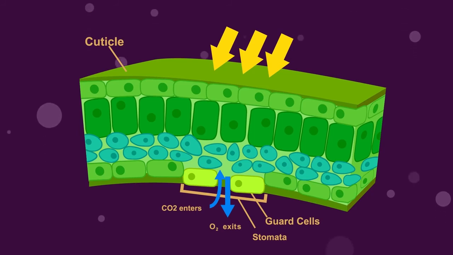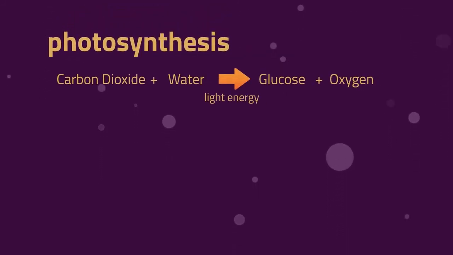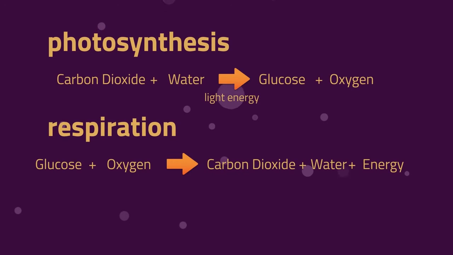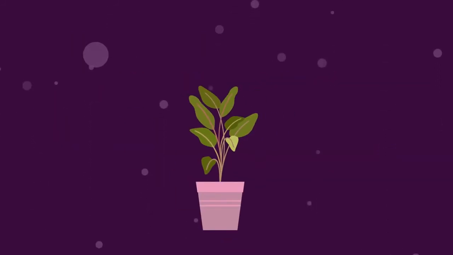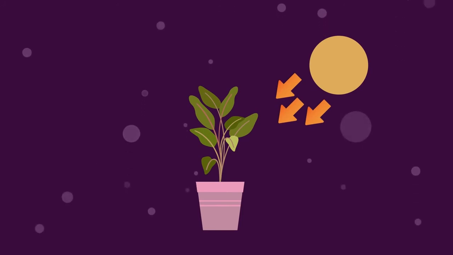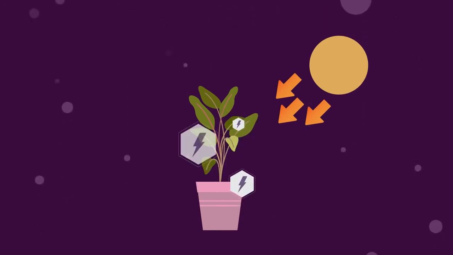Do you remember how photosynthesis works? Compare these two equations. You can hopefully see that aerobic respiration works in the opposite way to photosynthesis. Plants produce their food by photosynthesis and then through respiration release energy from it.